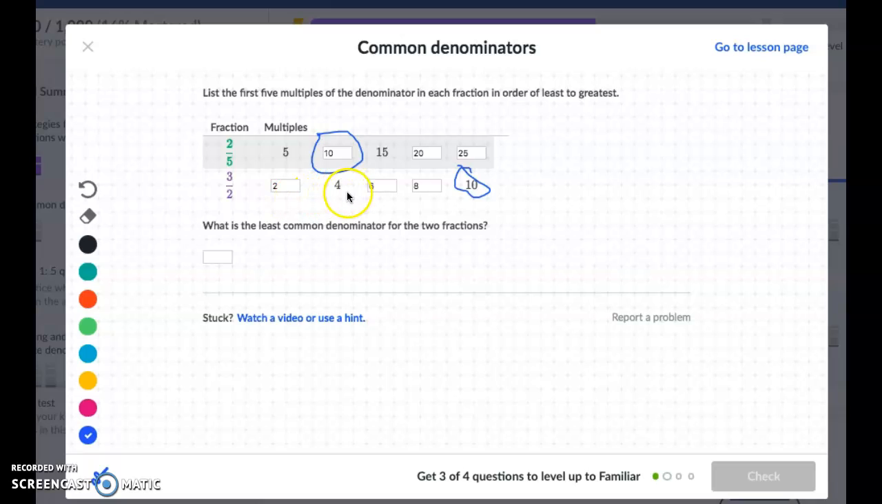Do they both have a 4? Do they both have a 6? Do they both have an 8? So the lowest number that they have in common is 10. So least common denominator means the lowest number that they have in common.